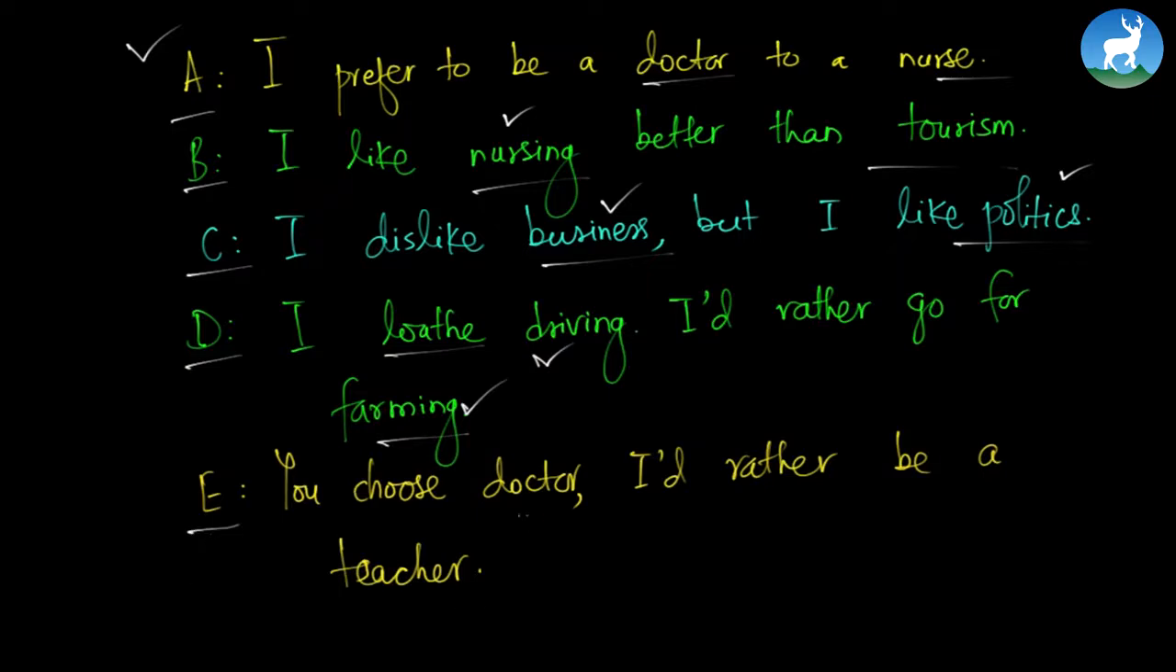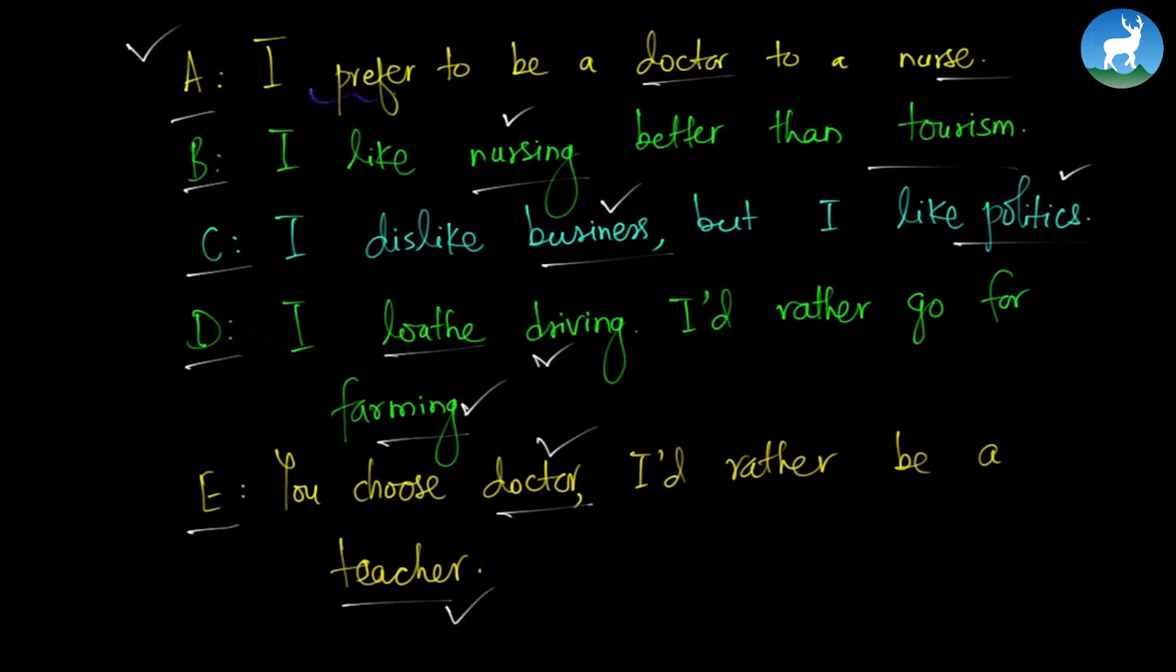The last is, you choose doctor, I'd rather be a teacher. Now, this person is really frustrated. I don't know. This person is more like, he's really willing to teach. Maybe his parents want him to be a doctor, but he's rather trying to be a teacher. That's the point.